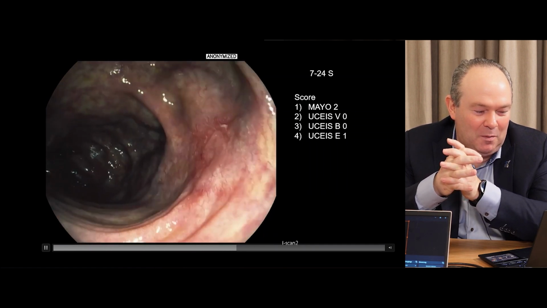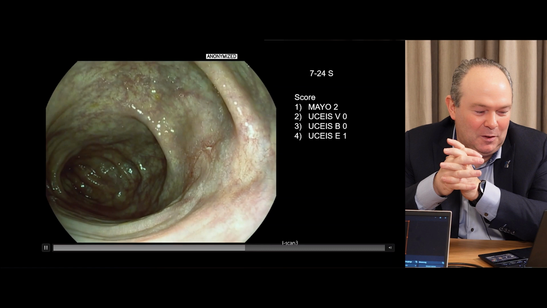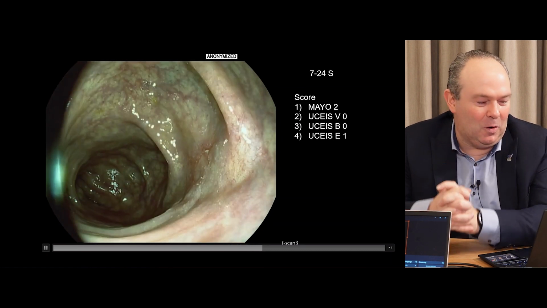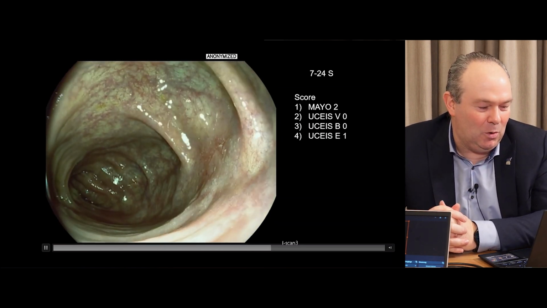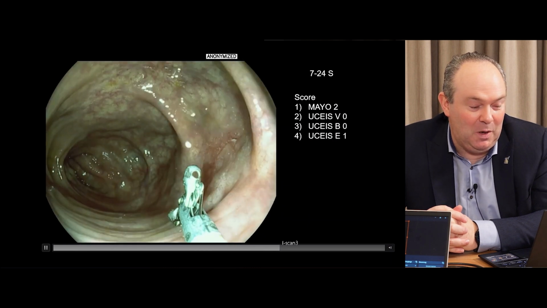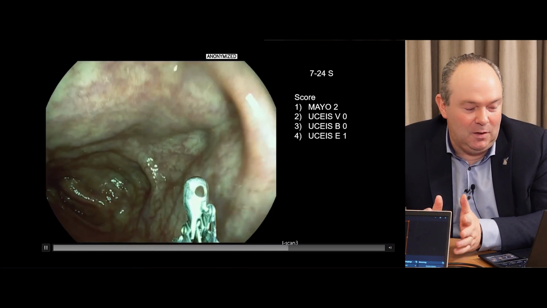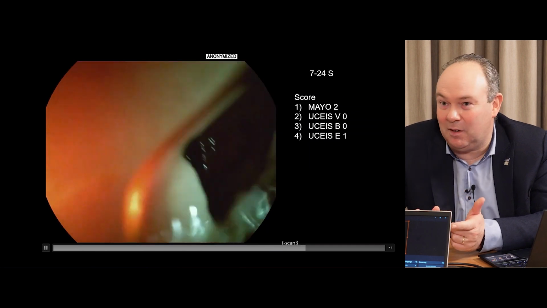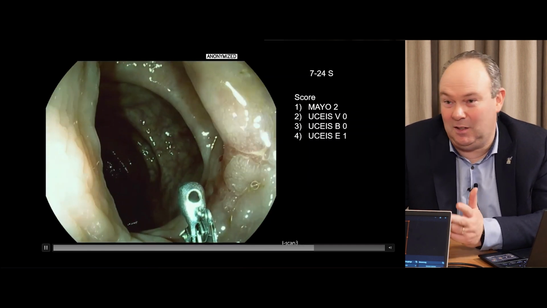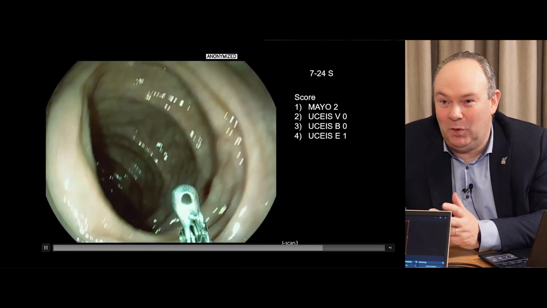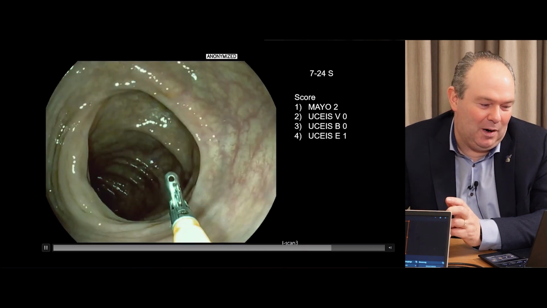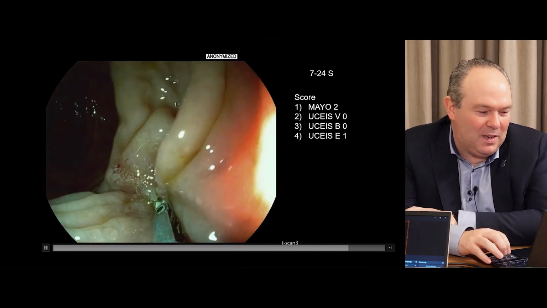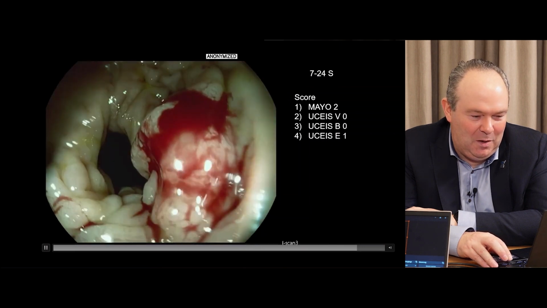And this is also where probably if you do inter-observer studies that many people would say, I don't see anything. It's only after longer observation that you see this one erosion, and then per definition, you should call this a Mayo 2. But again, there the UCEIS helps to discriminate better because obviously the vascular pattern is visible. There's no bleeding, and this is a small erosion, so you only get 1 point for the UCEIS, whereas it's already the third level in the 4-grade scale of the Mayo score.